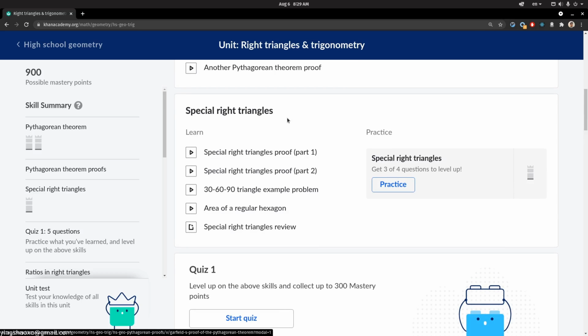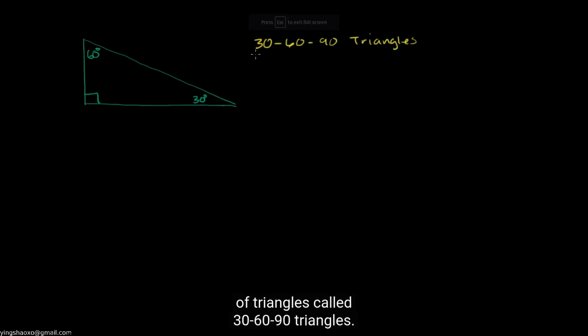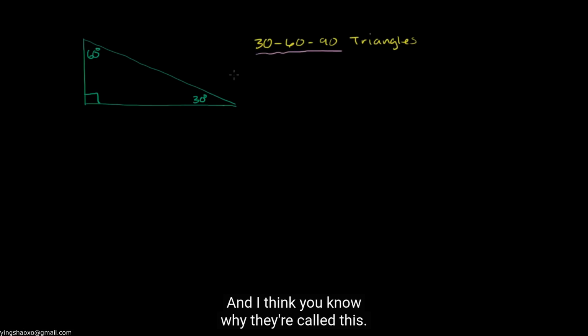Special right triangles. Right, let's get into it. What I want to do in this video is discuss a special class of triangles called 30-60-90 triangles. And I think you know why they're called this. The measures of its angles are 30 degrees, 60 degrees, and 90 degrees. And what we're going to prove in this video, and this tends to be a very useful result, at least for a lot of what you see in a geometry class and then later on in a trigonometry class, is the ratios between the sides of a 30-60-90 triangle.